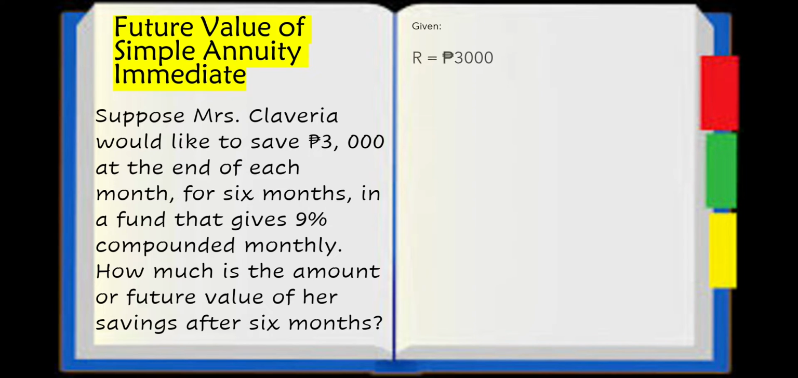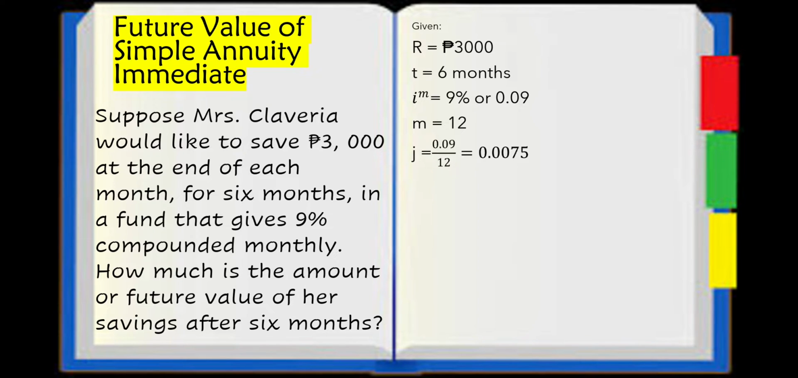So given the problem, the regular payment is 3,000 pesos, and t is 6 months, then interest is 9% or 0.09, and m, since that is monthly, in 1 year is 12 months. So to find the value of j, we divide the interest by 12 because the interest is annual. So that's 0.09 divided by 12, which is 0.0075. So what we're going to find is the future value.